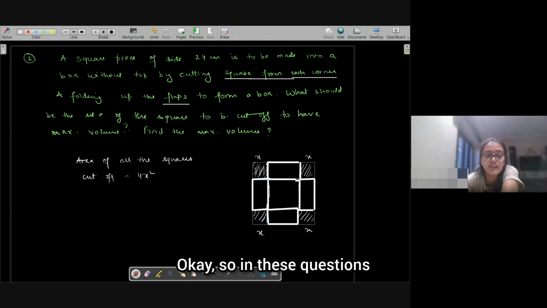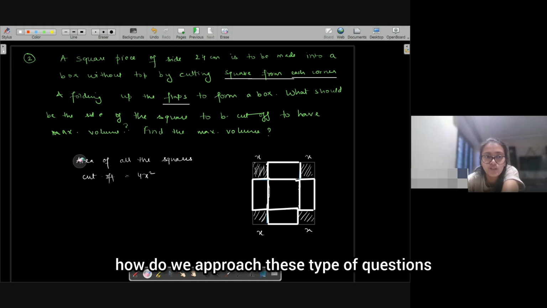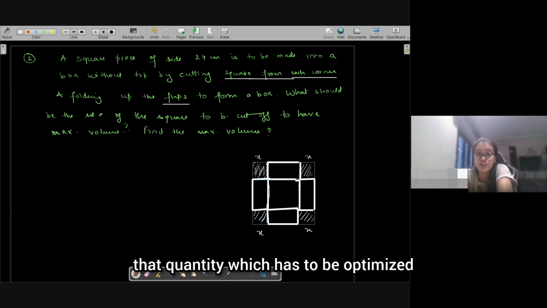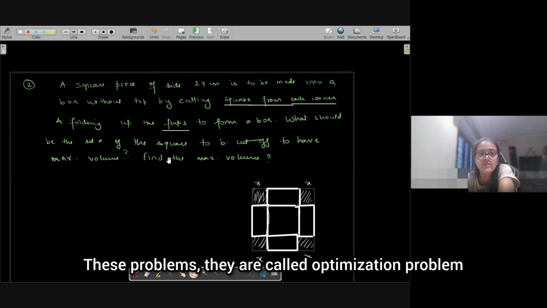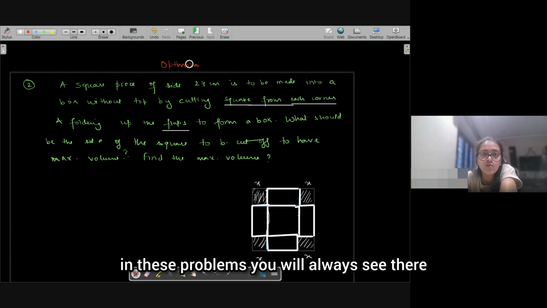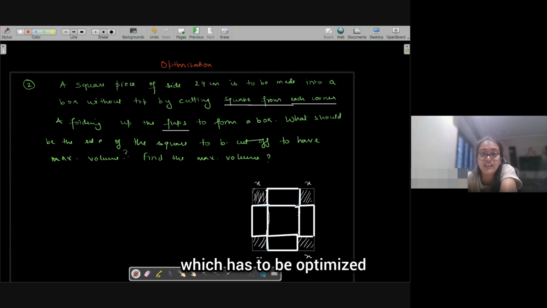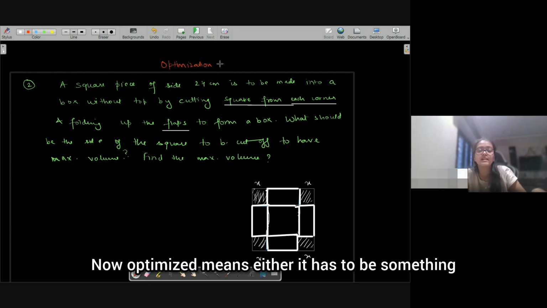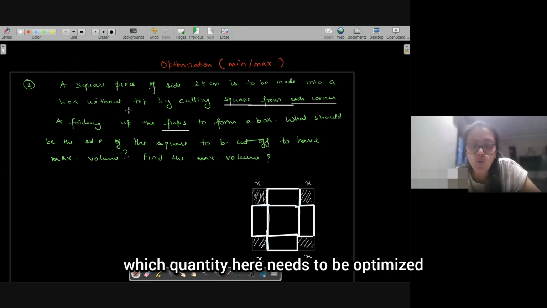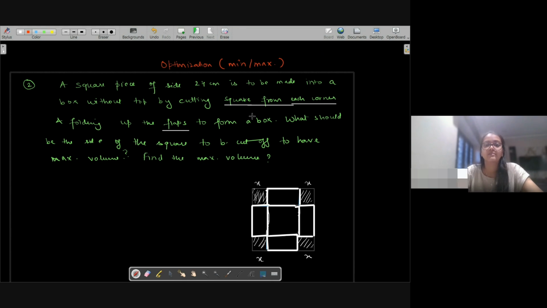Okay, so in these questions, how do we approach this type of question? We always try to create a function for the quantity which has to be optimized. These problems are called optimization problems. In these problems, you will always see there is a quantity which has to be optimized, meaning something has to be minimized or maximized. So first identify which quantity here needs to be optimized.